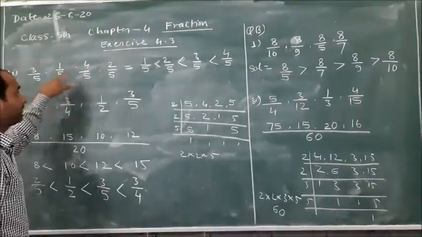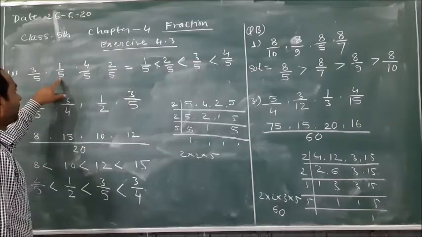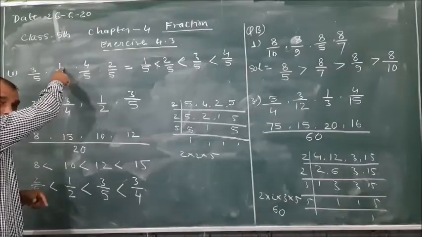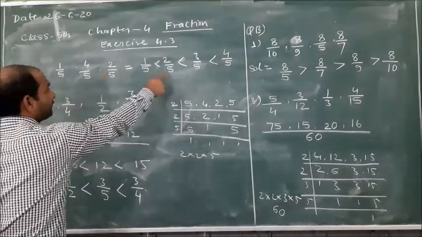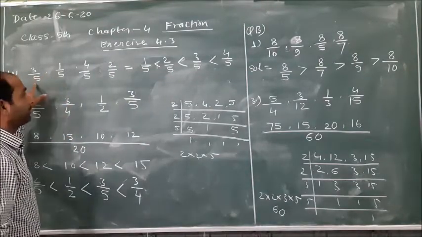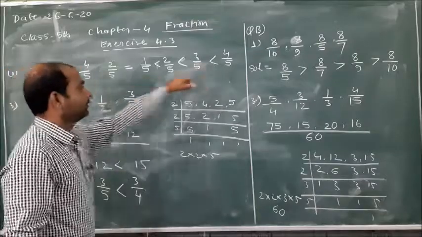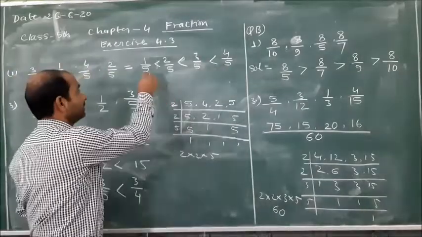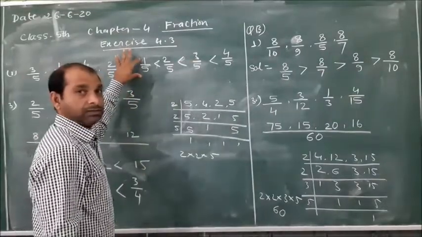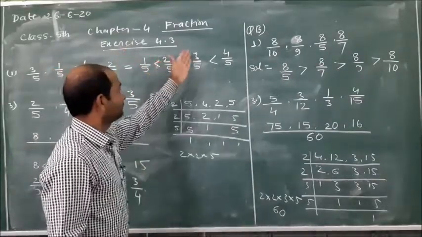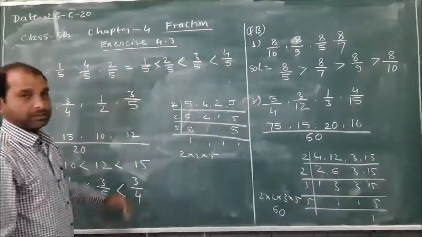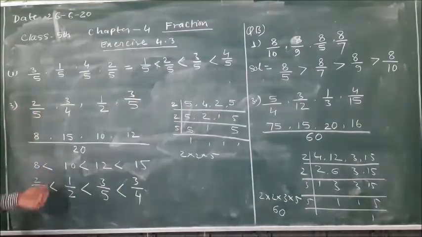So 1 upon 5 is smaller. After 1 upon 5, 2 upon 5, because 2 is greater than 1. After 2 upon 5, 3 upon 5. After 3 upon 5, 4 upon 5. This is your answer. Means in the ascending order, first we write the smallest fraction, then we write 2 upon 5, 3 upon 5 and 4 upon 5. This is your answer.